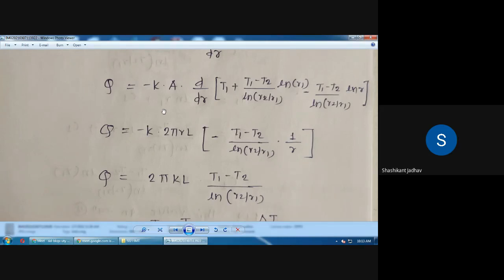So Q is equal to what? What is the final equation? So minus minus becomes plus. So Q is equal to 2 pi KL, because in the area term 2 pi RL is there, and in this equation 1 upon R is there. So this R will be cancelled. So what is the remaining term? 2 pi KL into T1 minus T2 divided by ln of R2 by R1. So this is the final equation to find out the rate of heat transfer through the cylinder.